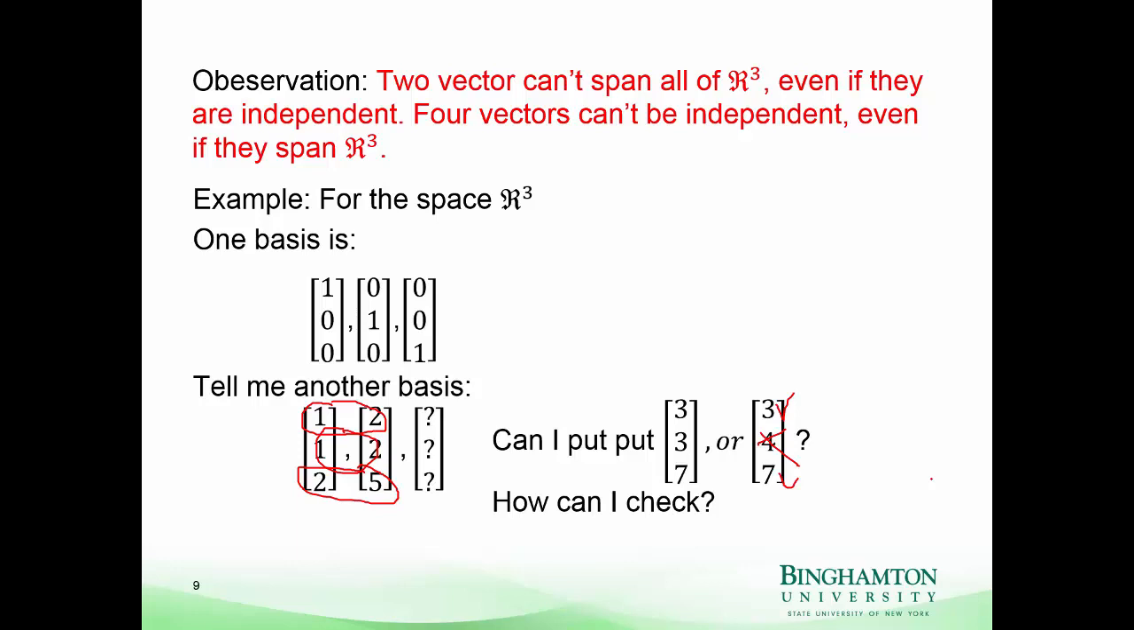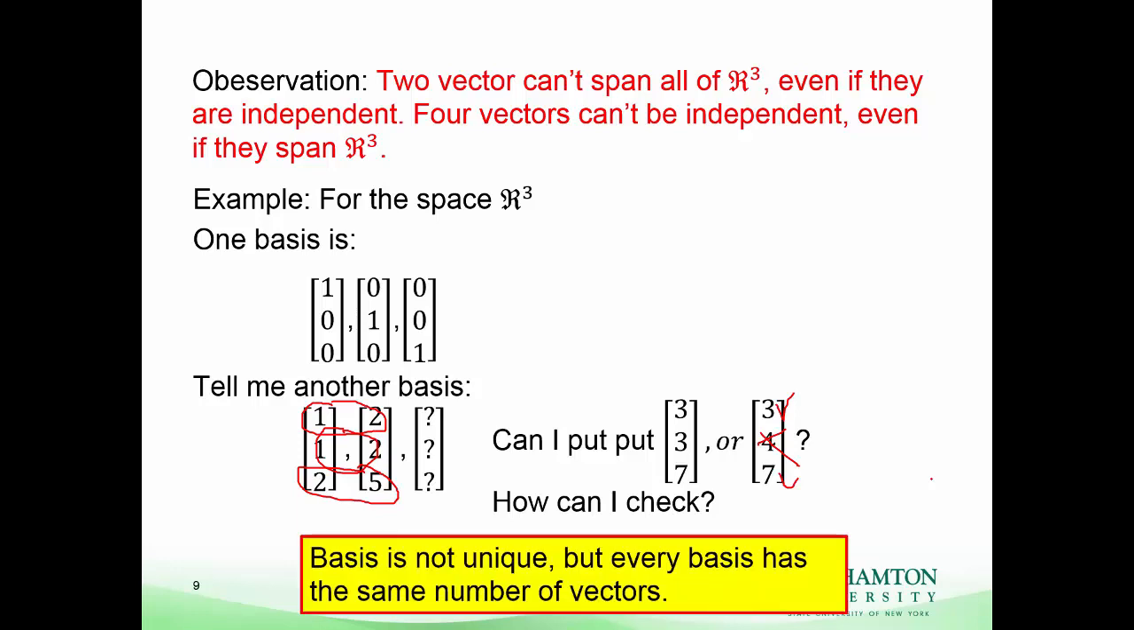So how can we easily check these? Well, put them into a matrix and do elimination on them. Find how many pivots you've got. That would be a way to check. So you should have one pivot for every linearly independent vector in your set.